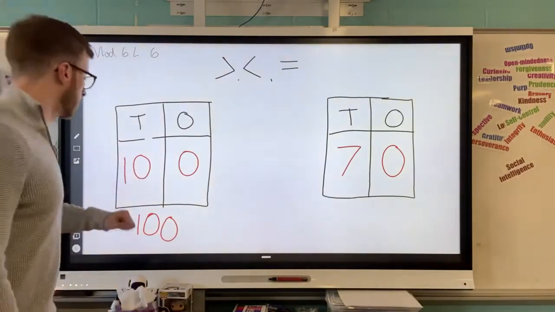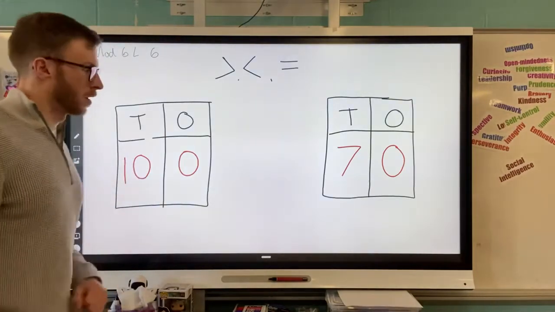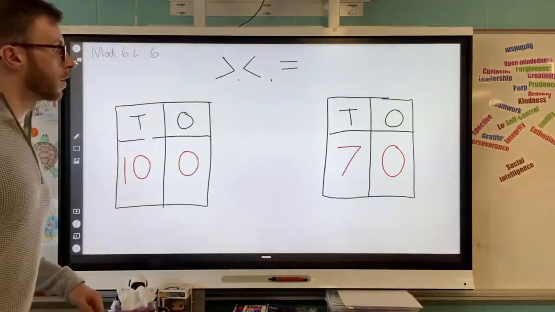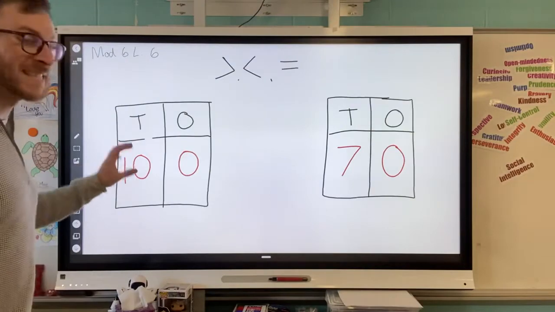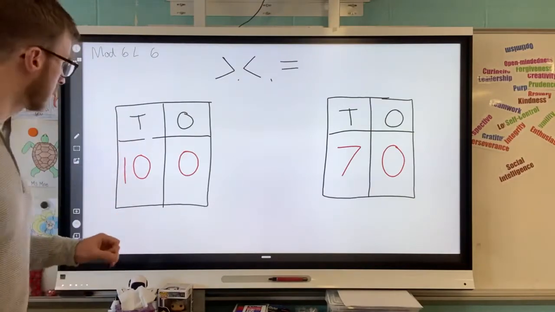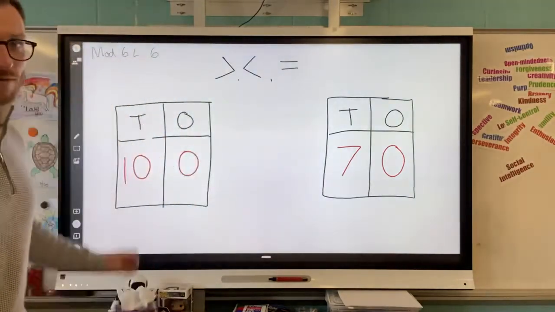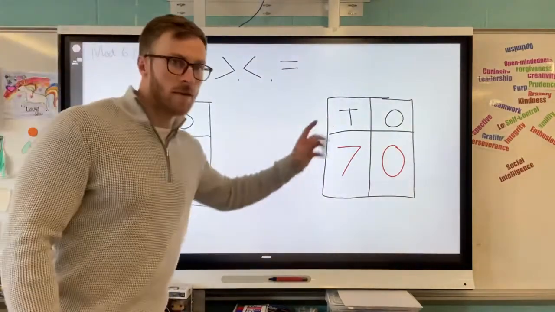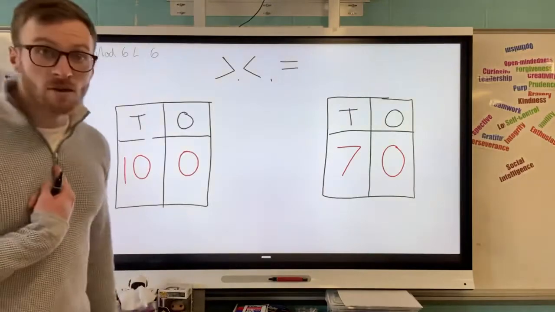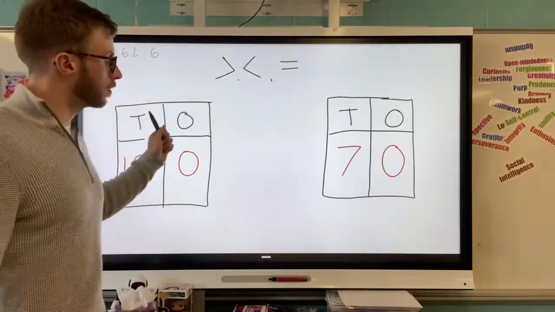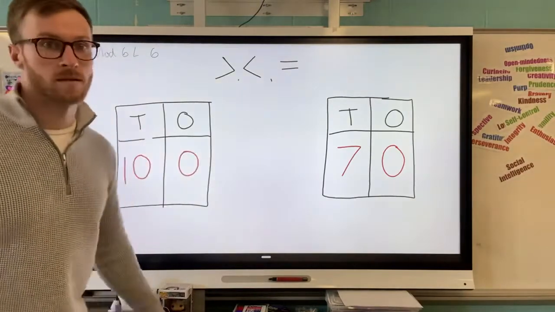So which number is bigger or greater? We have 100, we have 70. I think we all know this one. Let's look at our tens place value. Our tens place, we have 10 and we have 7. Would you rather have $10 or $7? I'd rather have 10 because that's more. So that must mean that 10 tens is greater than 7 tens.